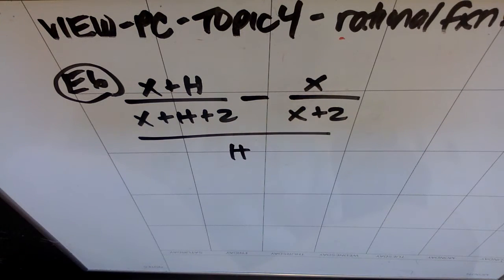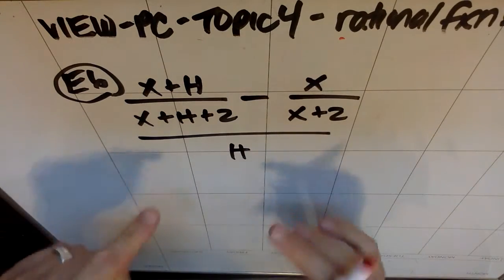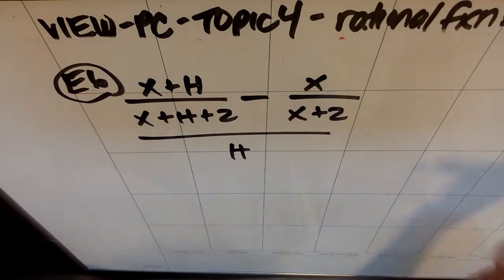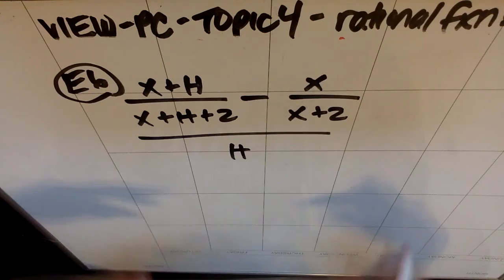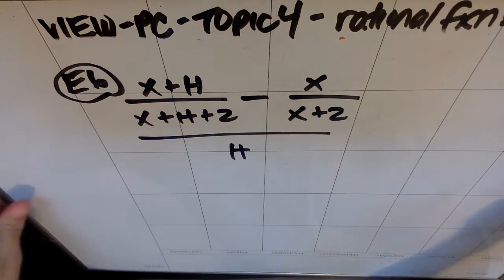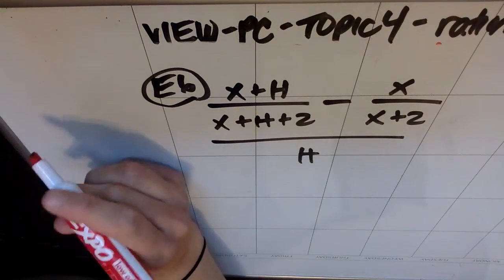So the trick is that I need a common denominator on the top, but the way denominators work is that x plus h plus 2 is a completely different number than x plus 2. You can't like add h over h to a fraction. If your brain says that you can, I can show you really quickly that you can't, right?